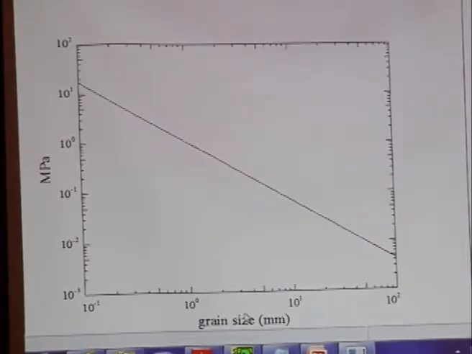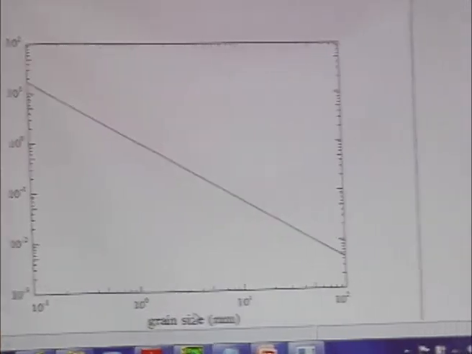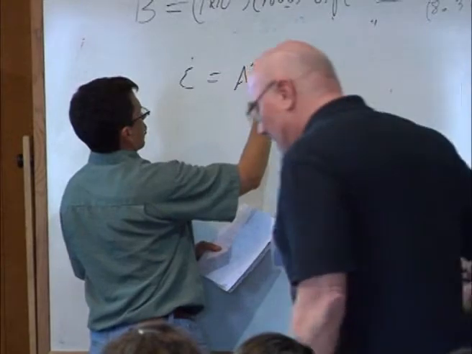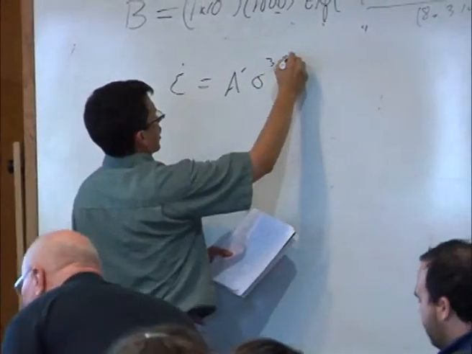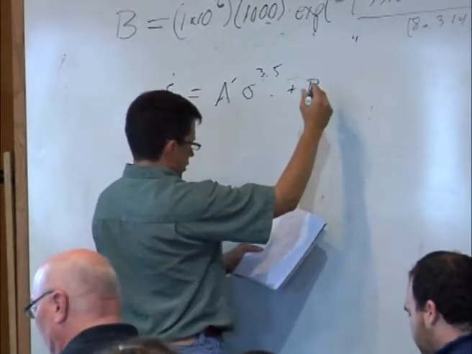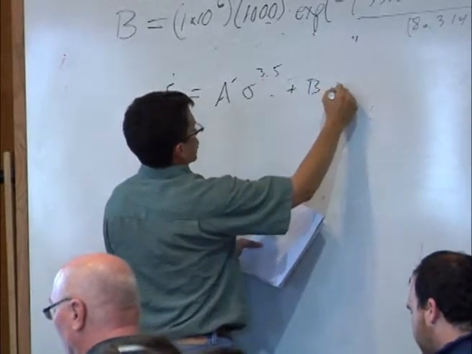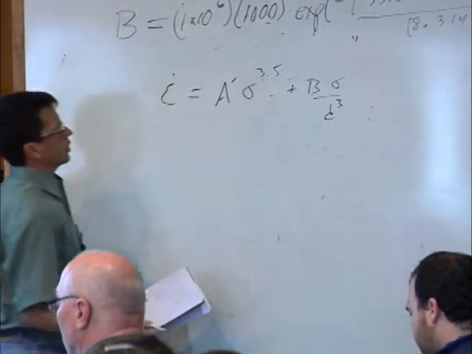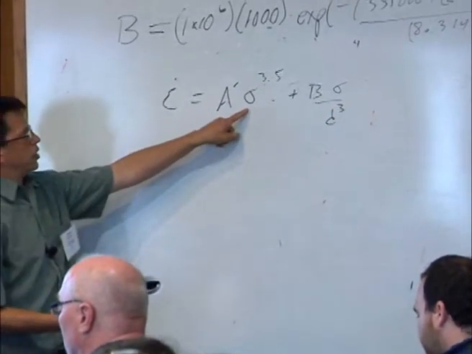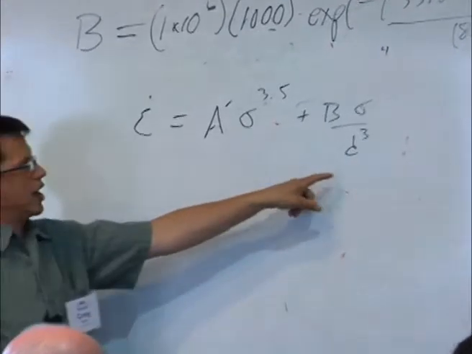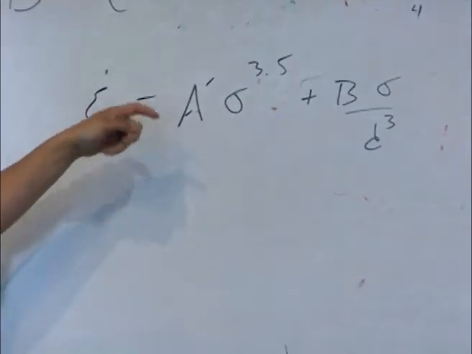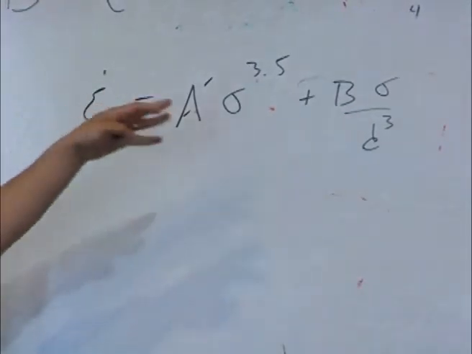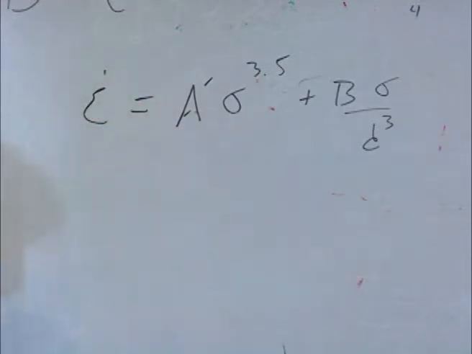So if I write this, strain rate equals A prime sigma to the 3.5 plus B times sigma over d cubed, and I want to make it as a plot of sigma versus grain size, I have a hideous problem because I'd have to factor out the sigmas and figure all the polynomials out, and it would take forever. But all you have to do is in your head say, well, wait a second.